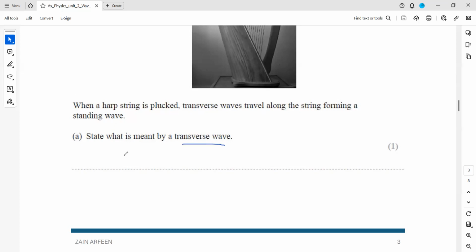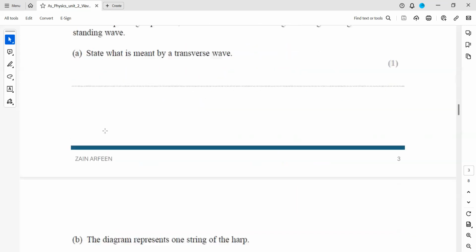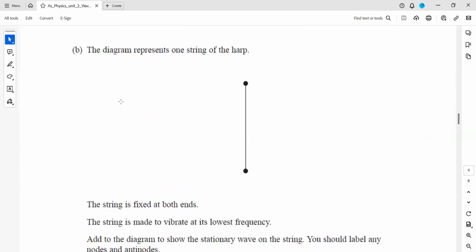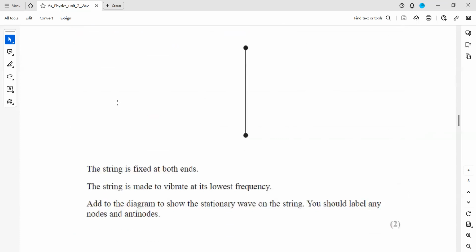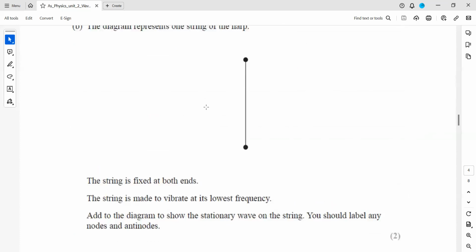So transverse means that its vibration is perpendicular to the direction of the wave. For definitions, learn the standard definition. The diagram represents one string of a harp. The string is fixed at both ends. The string vibrates at the lowest frequency. So for the lowest, what will happen?